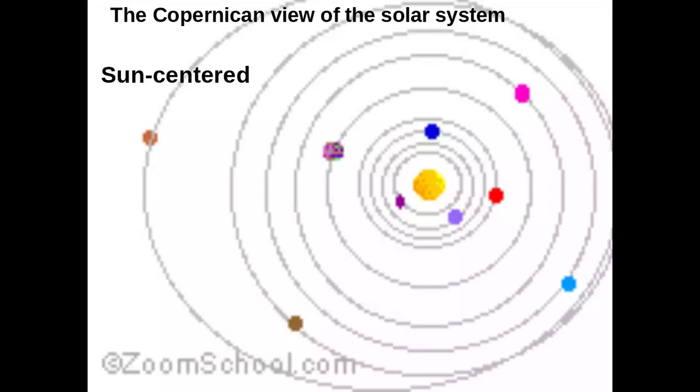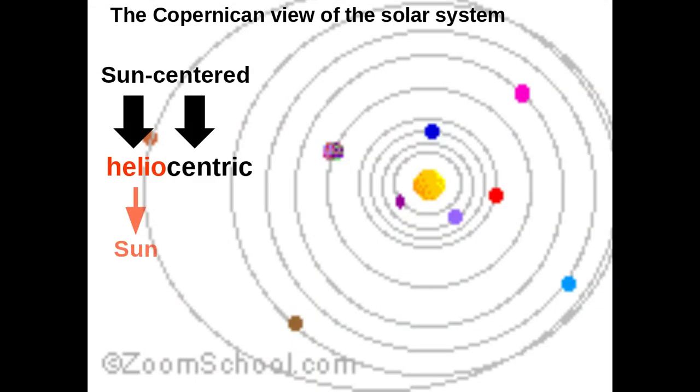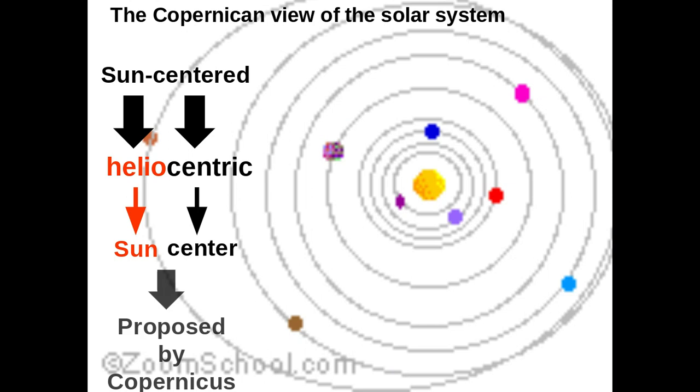This next slide is the Copernican view of the solar system. And again, you can see it's heliocentric, sun-centered, as proposed by Copernicus. You can see the sun is now in the center of the solar system, and now you see Earth as just another planet. So this is now beginning to resemble what we know today, in terms of the sun being in the center of our solar system.